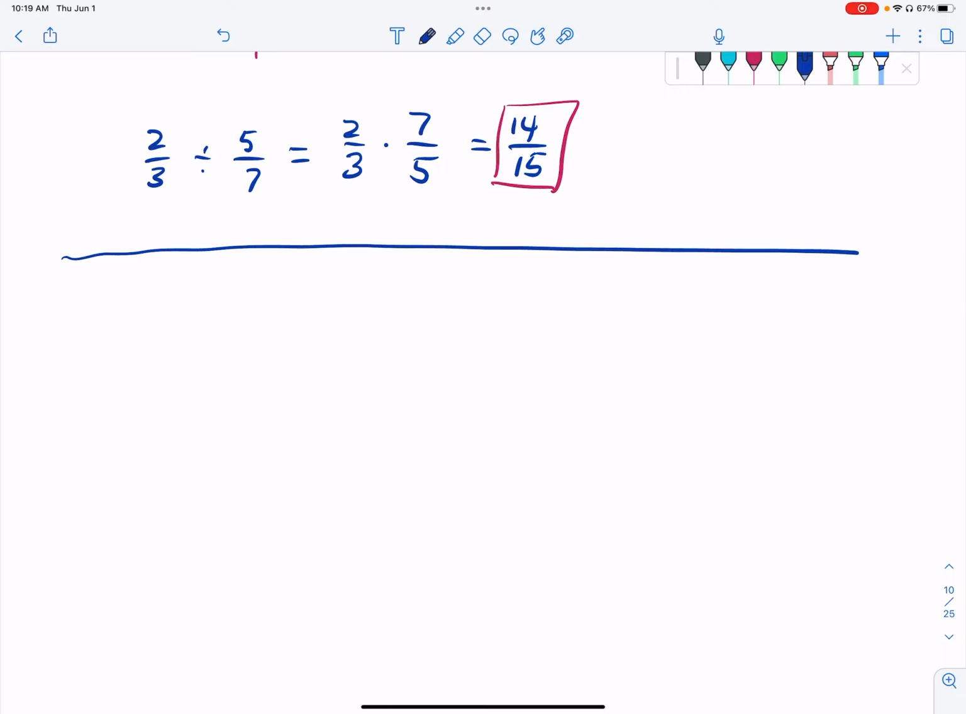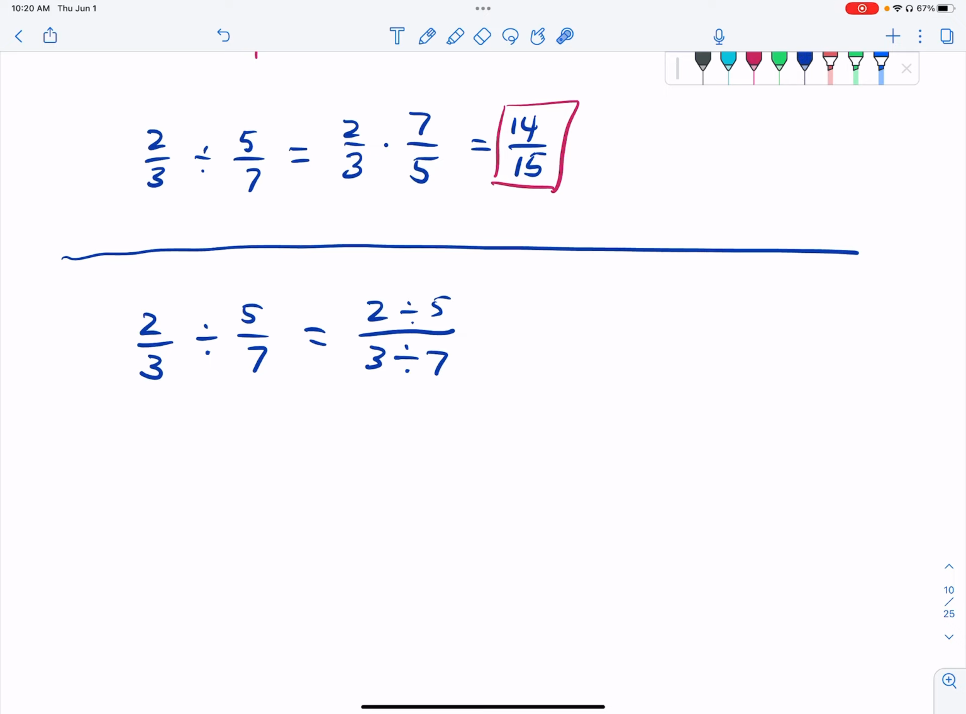So let's say that I have the exact same problem, 2/3 divided by 5/7. I'm going to tell you that it's the same exact rule as multiplying. If this was a multiplication problem like this one here, it's top times top and bottom times bottom. Watch this. This is going to be top divided by top, bottom divided by bottom. I'm going to rewrite this as 2 divided by 5 over 3 divided by 7.